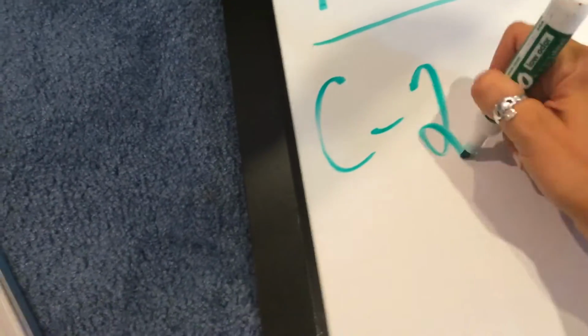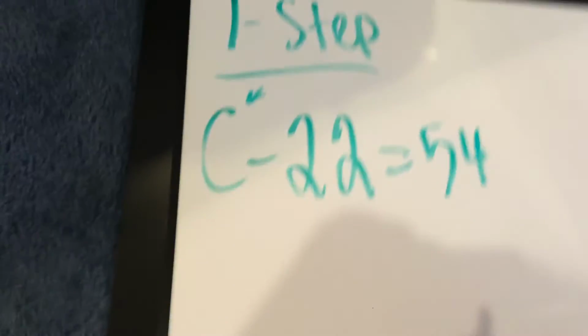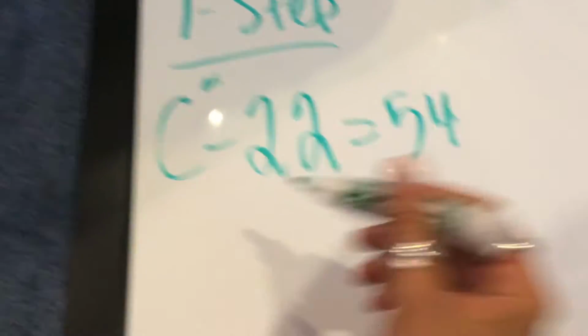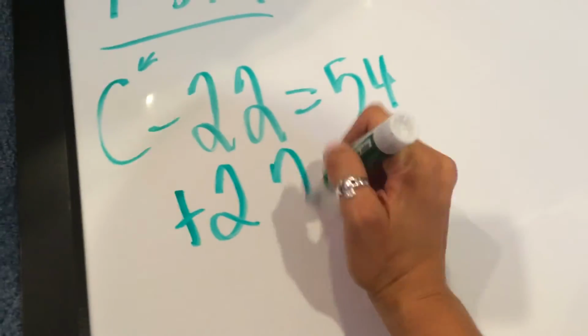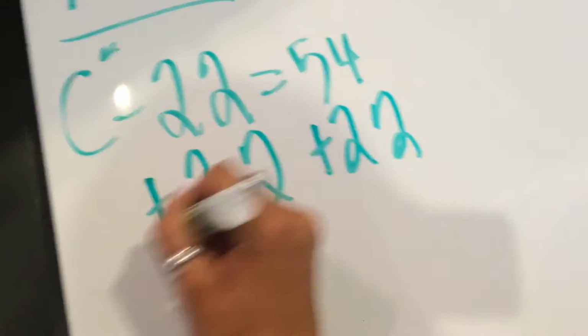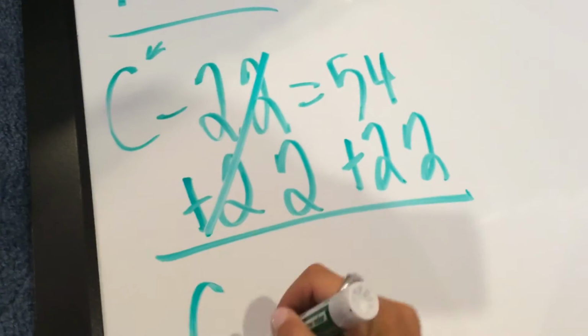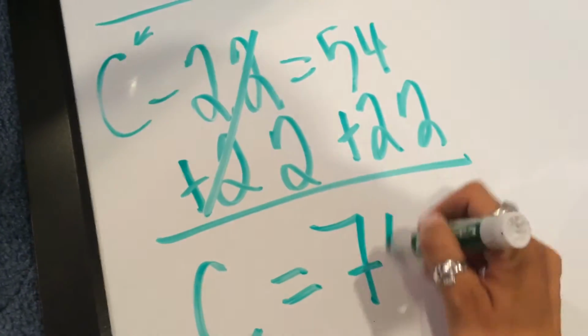I'm sorry. Okay, so here's an example. We did this in class. It's equal to 54. Now remember, you always want C, or the variable, by itself. Now to get rid of the 22, we've got to add 22 on both sides. Then C is equal to 76.